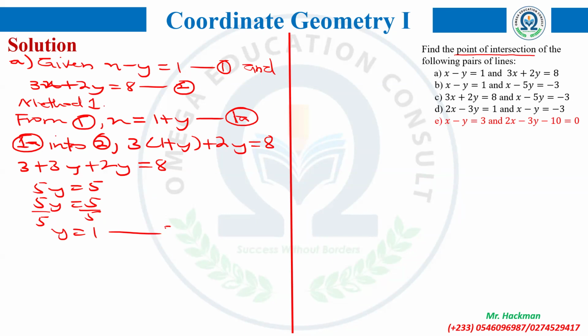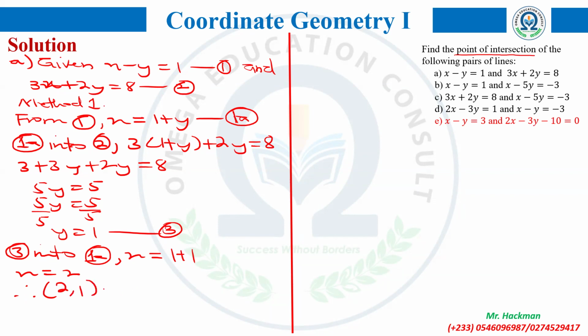Equation 3, and equation 3 into the one that you need as the subject. So it will be 3 into the one that you need as the subject, which is this, equation 1a. And that will give us x is equal to 1 plus 1. So that will give us x to be equal to what? 2. So you draw your conclusion. Therefore, the point of intersection is... write that point of intersection first. That's the point, 2, 1, is equal to the point of intersection.